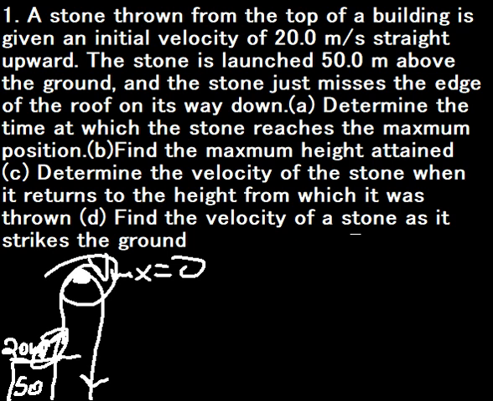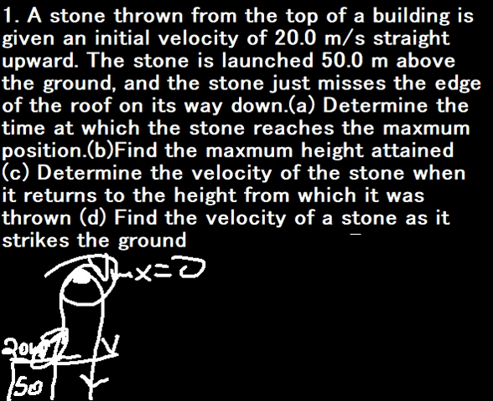Now, in question C, determine the velocity of the stone when it returns to the height from which it was thrown. So we are looking for the final velocity at this point, where the object returns to where it was thrown. The object was thrown from this height, so we are looking for the final velocity here. It is the same way we analyzed the ground back to ground case, like the actual free fall motion, where we are looking for the final velocity.